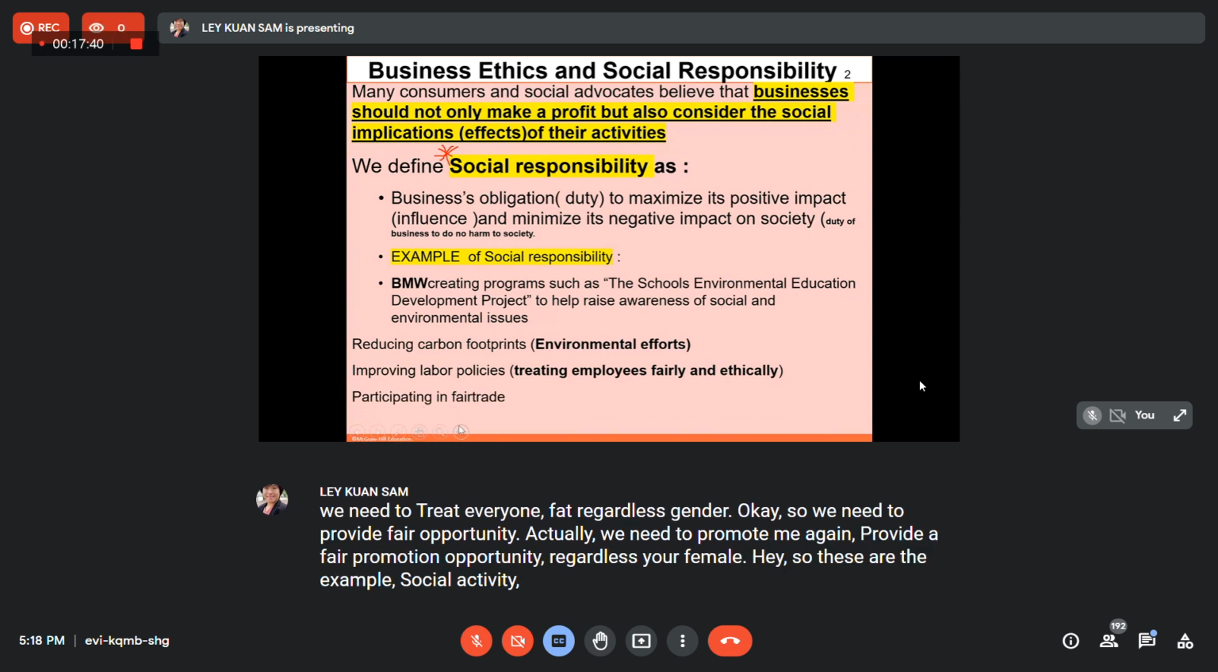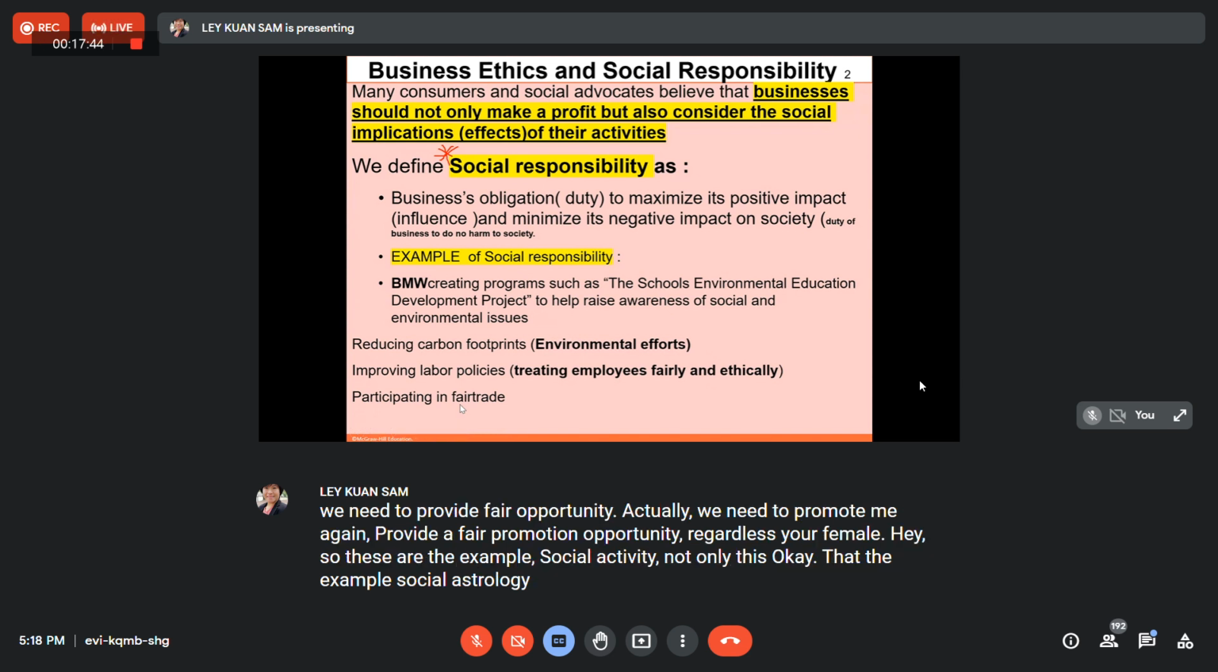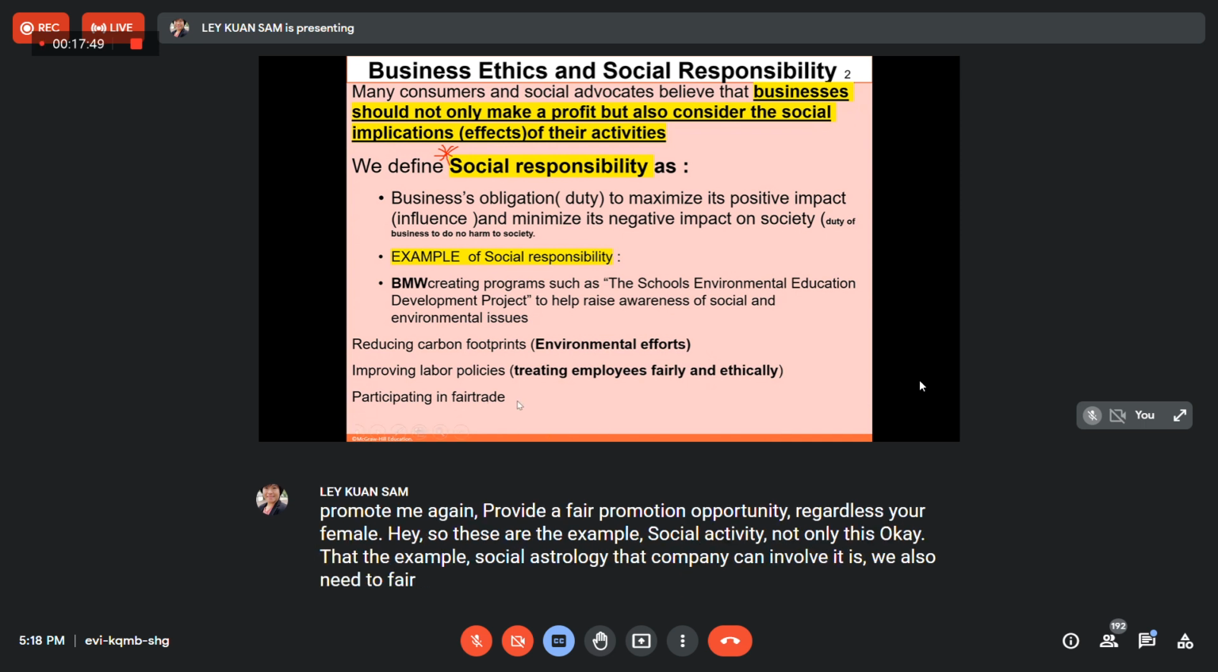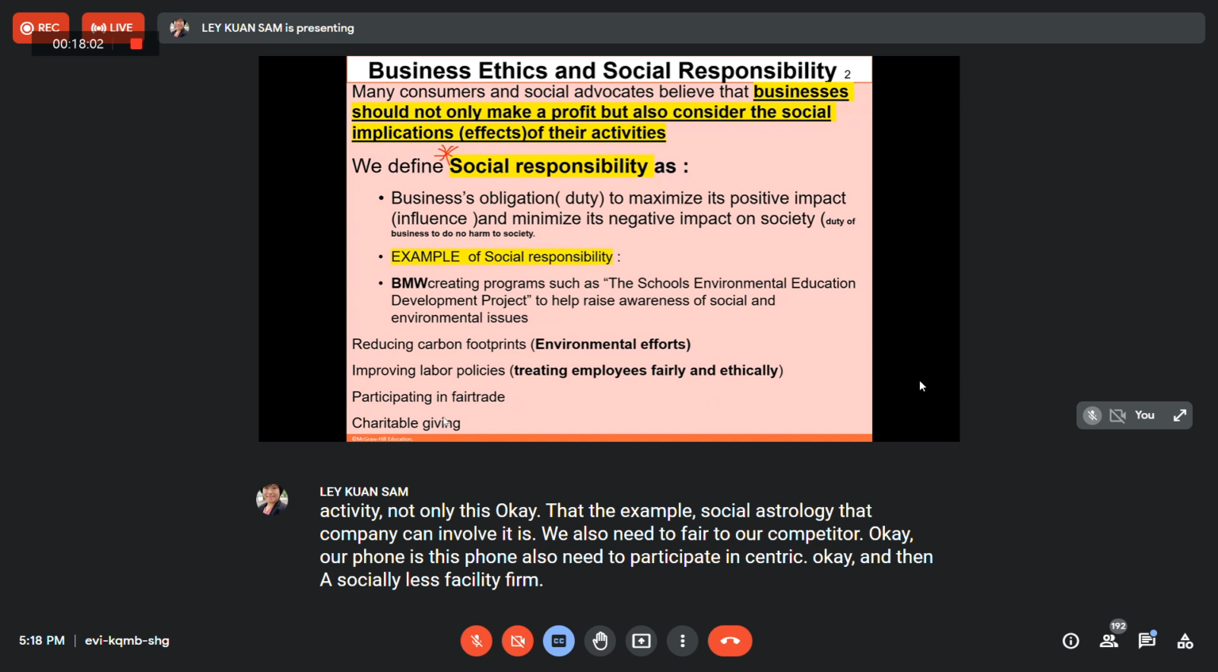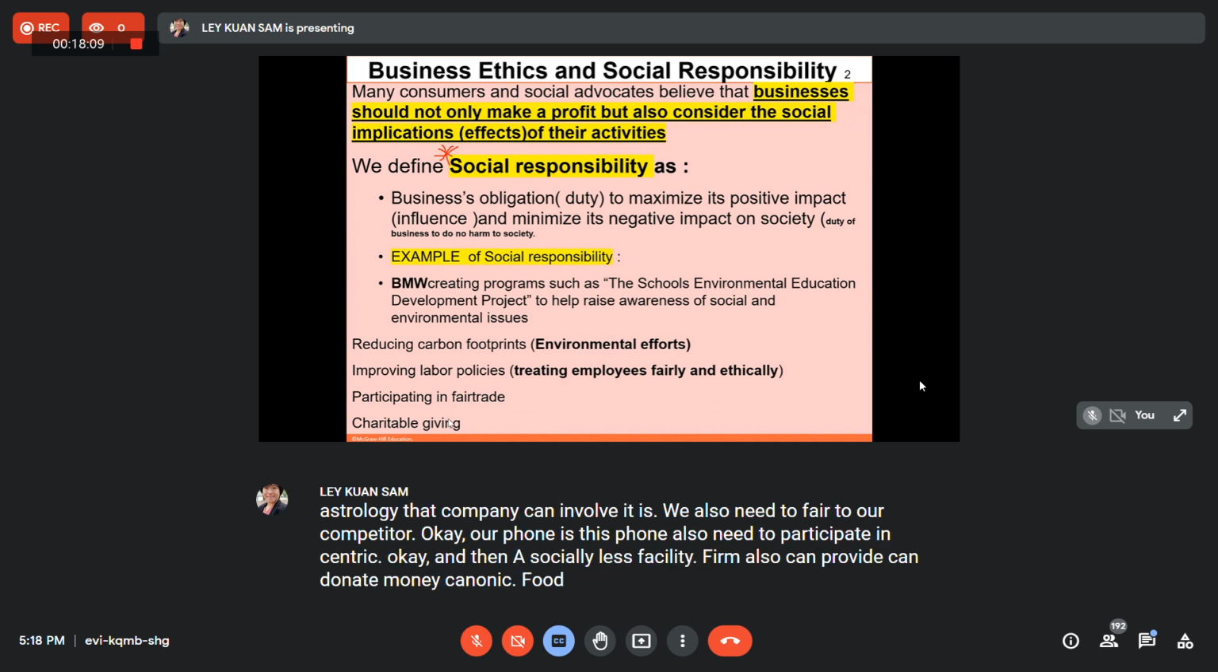Not only this, the third example of social responsibility that a company can be involved in is that we also need to be fair to our competitors. Our business firm also needs to participate in fair trade. And then a socially responsible firm can also donate money, or donate some food, to help the society. So these are examples of social responsibility.